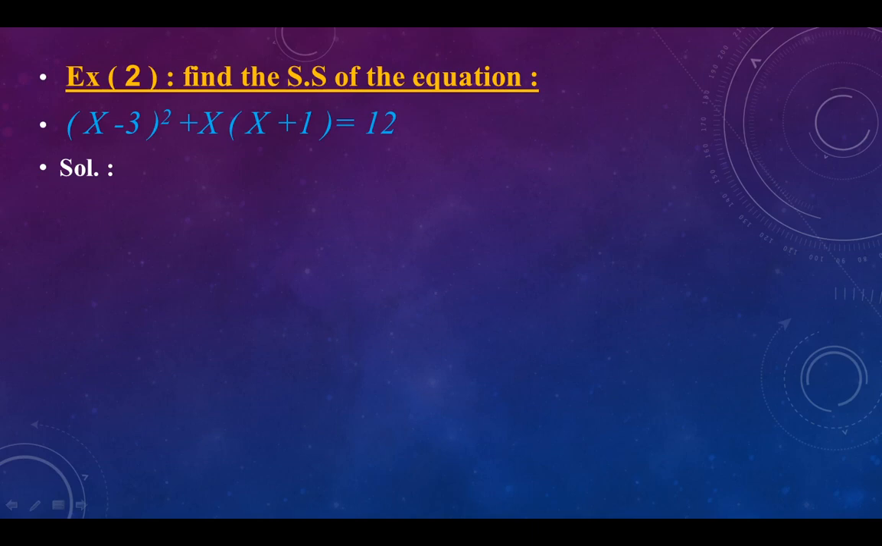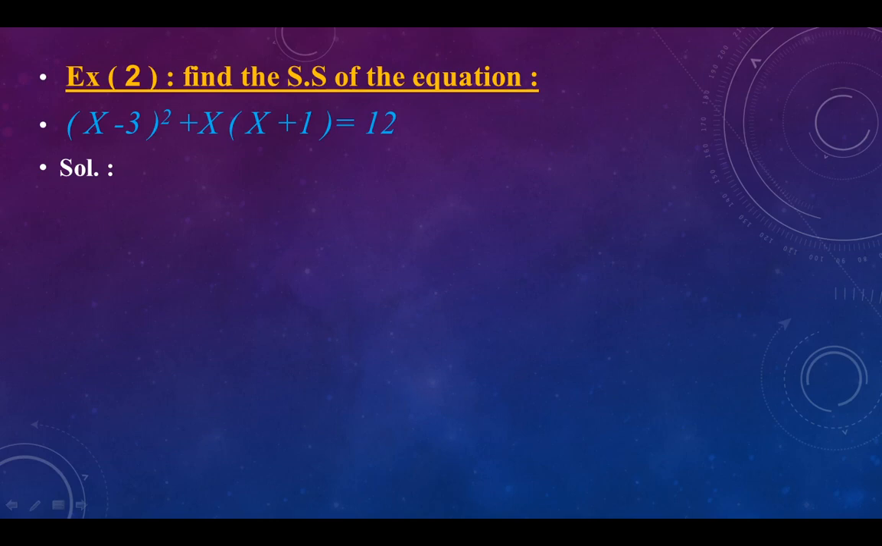Okay? So if you want to expand a bracket to the power of 2, the rule is first times first, or you can say first power of 2: x times x equals x power of 2. Second times second: negative 3 times negative 3 equals positive 9. And first times second times 2: x times negative 3 equals negative 3x, times 2 equals negative 6x.